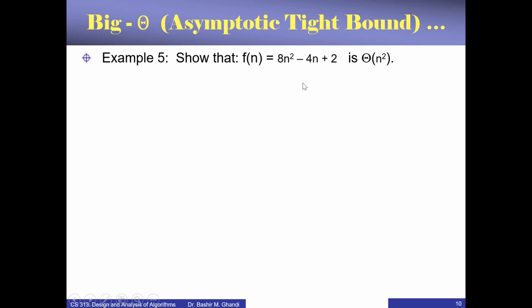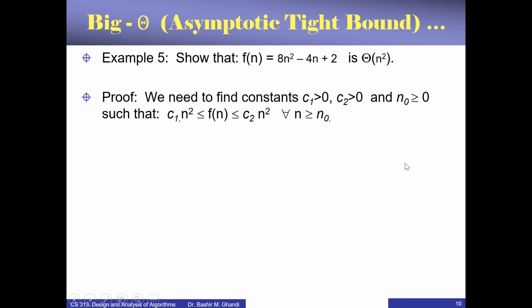Now here you have to be careful. For the first time we are having a negative term, right? So you have to be careful. But in any way, the proof is going to be the same. We still need to find three constants: C1 greater than 0, C2 greater than 0, and n naught greater than or equal to 0, for which the two inequalities will hold.